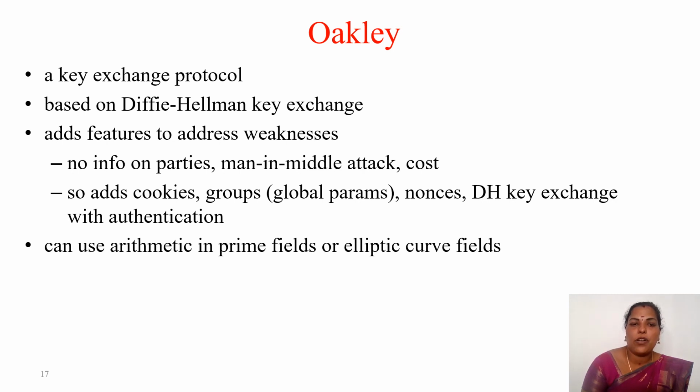There is no information on the parties, and a man-in-the-middle attack is possible. So it adds cookies, groups, nonces, and DH key exchange with authentication. It can use arithmetic in prime fields or elliptic curve fields, in order to provide more security while exchanging the key.